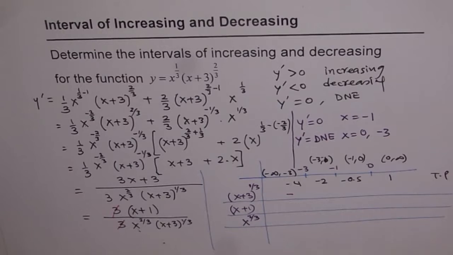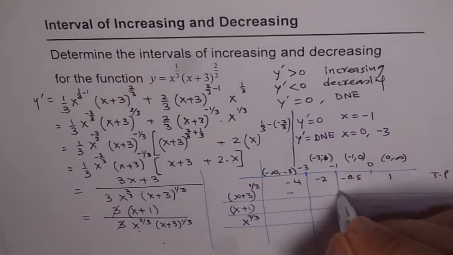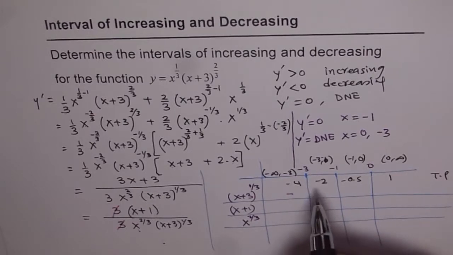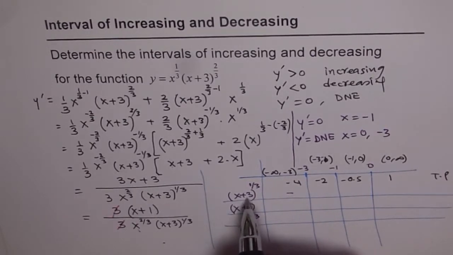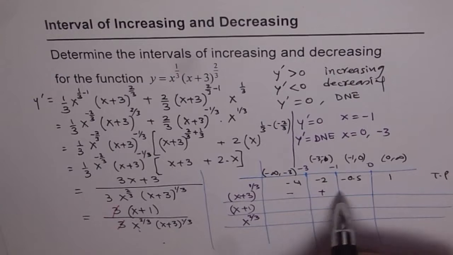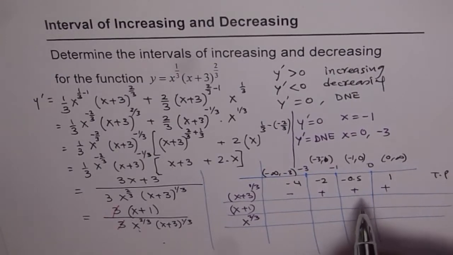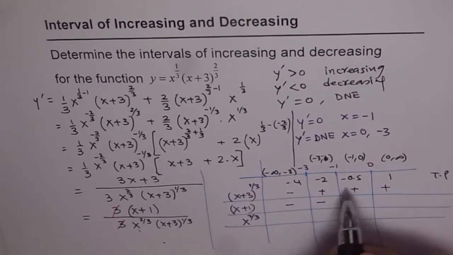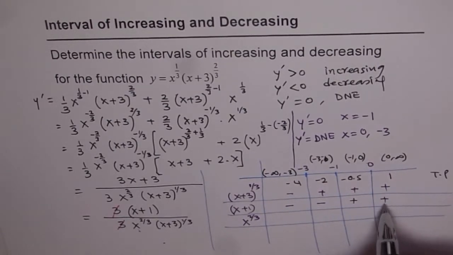Let me also draw these lines so that I make perfect tables. Okay. So I get negative. If I put minus 2, plus 3 is positive, so I get positive here, and thereafter I will get positive values. In this case, if I put minus 4 negative, minus 2 negative, minus 0.5 will give me positive values.